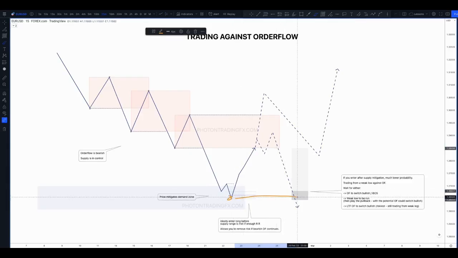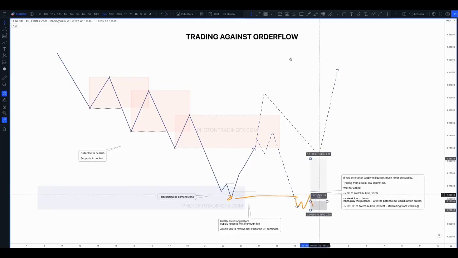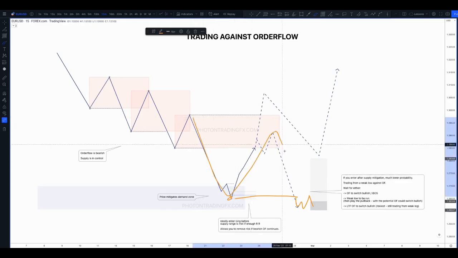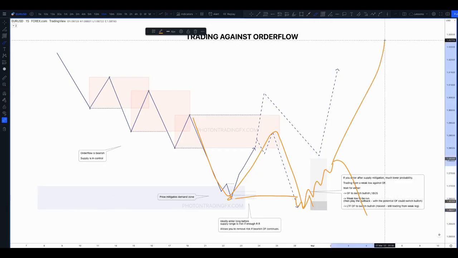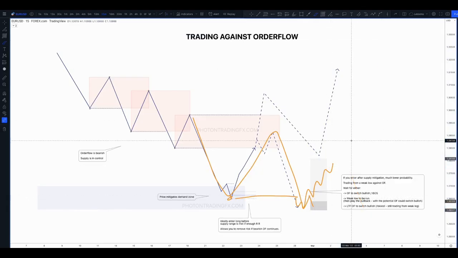And then once it's broken, if you get the entry model with all the other confidence being present, you can get in long here. And then, like I said, if the larger bearish order flow stays bearish, at least you're basically playing that pullback, you can remove your risk. And then if it comes back down, you're fine, you've covered yourself. But it could turn into that movement, because that's the movement we're looking for. So that's your second option. That's what I mean, play the pullback with the potential that order flow could switch bullish. That's when you've let that weak low go.